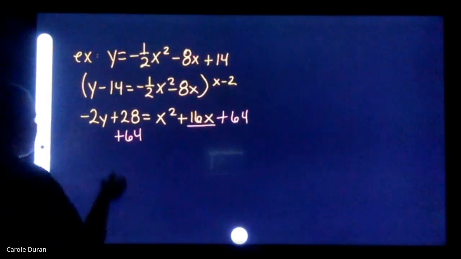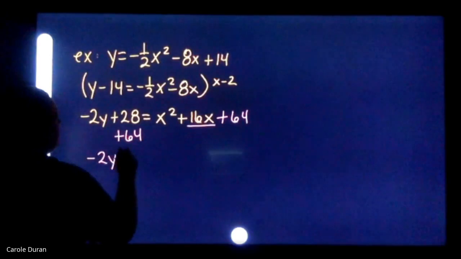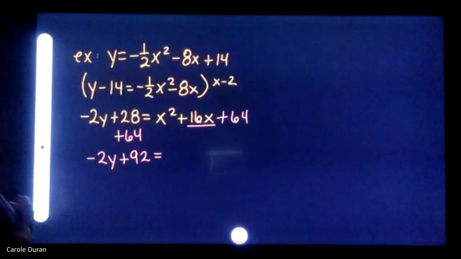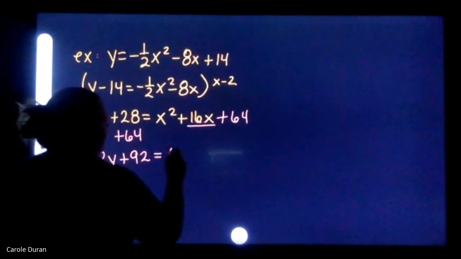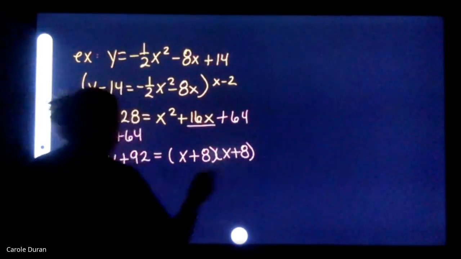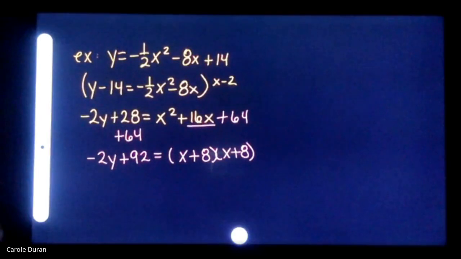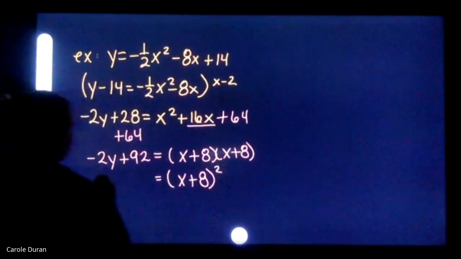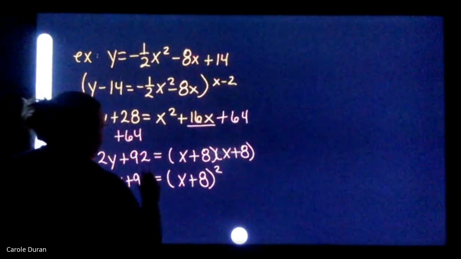I can go ahead and simplify the left. I have -2y plus 92 equals, on the right-hand side, I can go ahead and factor it. This factors into x plus 8 times x plus 8. I can go ahead and rewrite that right-hand side as x plus 8 squared. On the left, I still have the -2y plus 92.